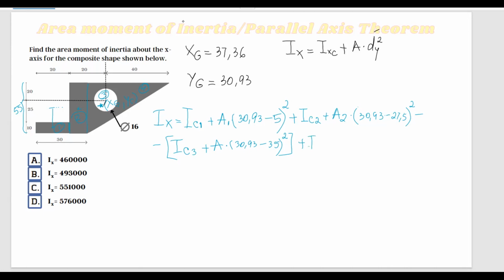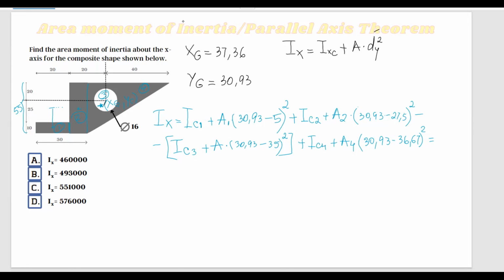And is the IC4 plus the area of shape number 4 multiplied by the distance from the centroid to the centroid of the entire triangle. And the centroid of this entire triangle is 2/3 of 55, and this is 36.67, I think. So we can do 30.93 minus 36.67, and this value squared equals. So now we're done with all the shapes.